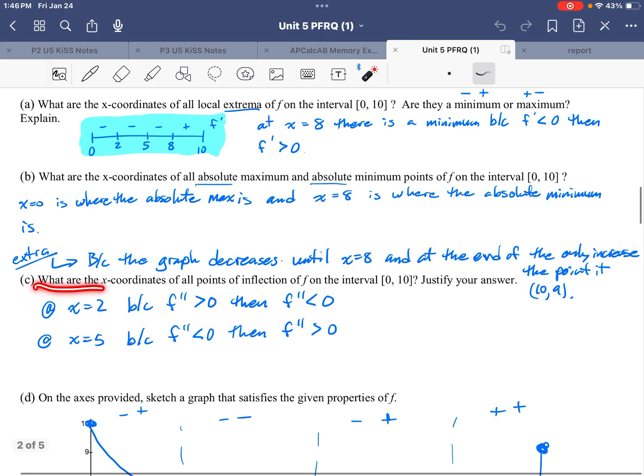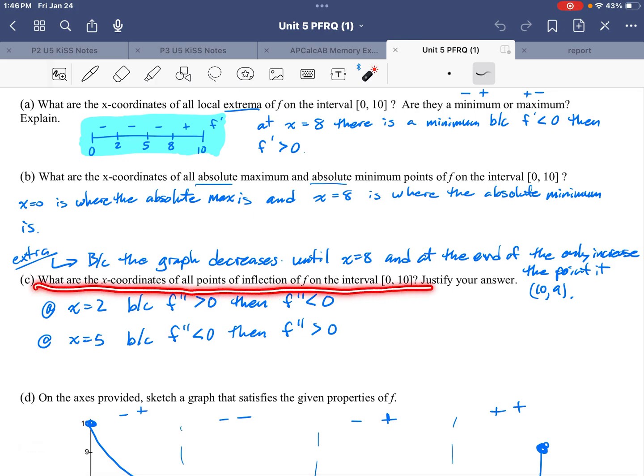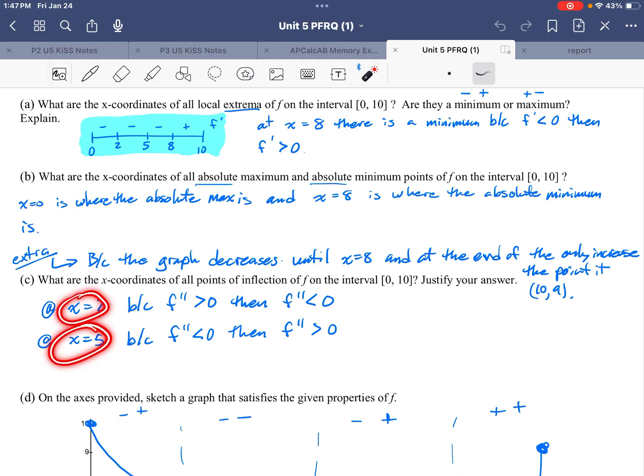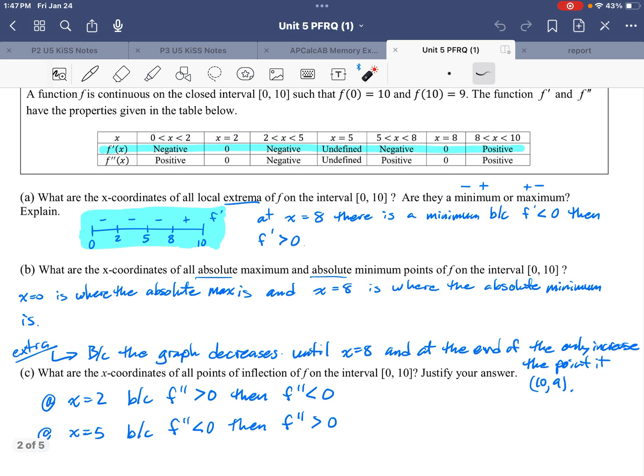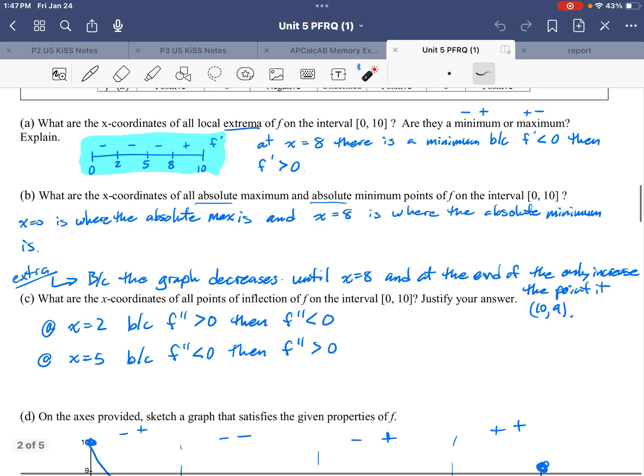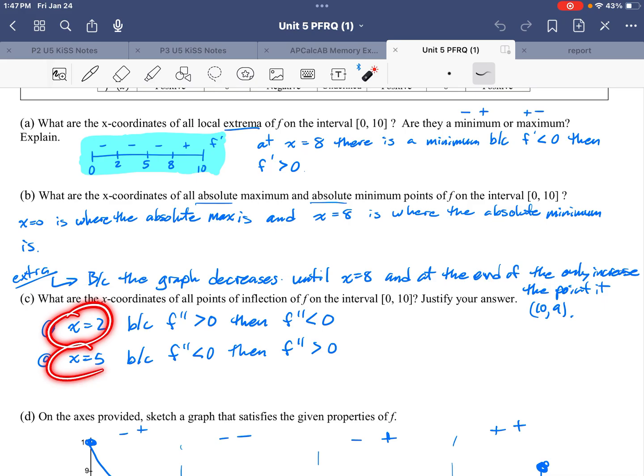All right, what are the x-coordinates of all the points of inflection of the graph of f? Now, when we're looking at points of inflection, remember, we're looking for where the sign changes. This says justify your answer. That's why you don't see just x equals 2 and x equals 5. If we look up here at the table, we go from positive to negative, so therefore 2 checks out. For 5, we go from negative to positive, so 5 checks out. For 8, we go from positive to positive, so 8 is not an inflection point. Our only 2 inflection points are at 2 and 5.